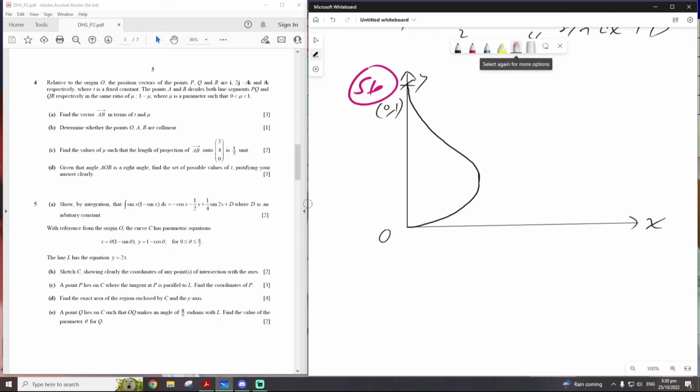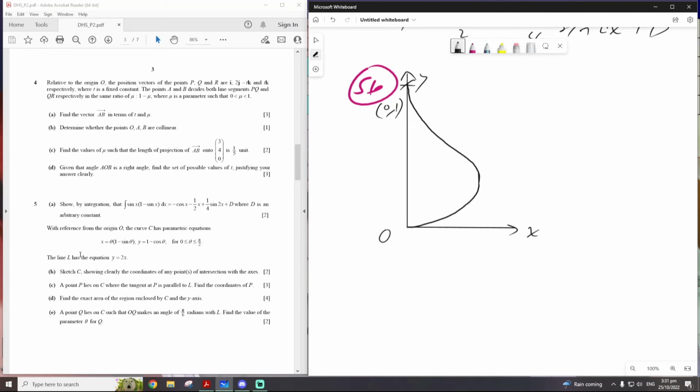Okay, the axis is a bit far. Let me bring that nearer. It's not that far out. Okay, so there's the x-axis. Okay, so that's the curve. A point lies on C where the tangent is parallel to L. The line L has the equation y equals to 2x.